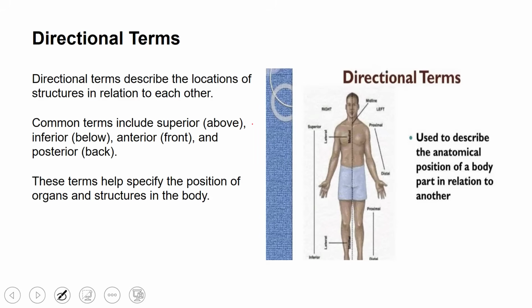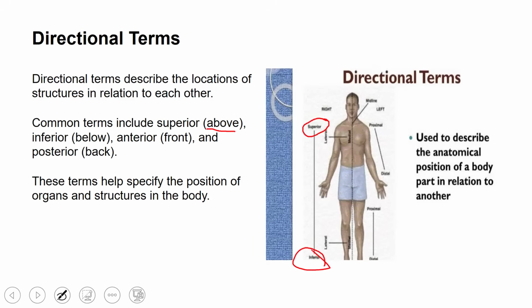So the common terms include superior. When you say superior, it means above something. Then we also have inferior. If you can see clearly, ladies and gentlemen, this is superior. It means above something. Then we have inferior. It means below something. We have anterior. It means front. Posterior means back.